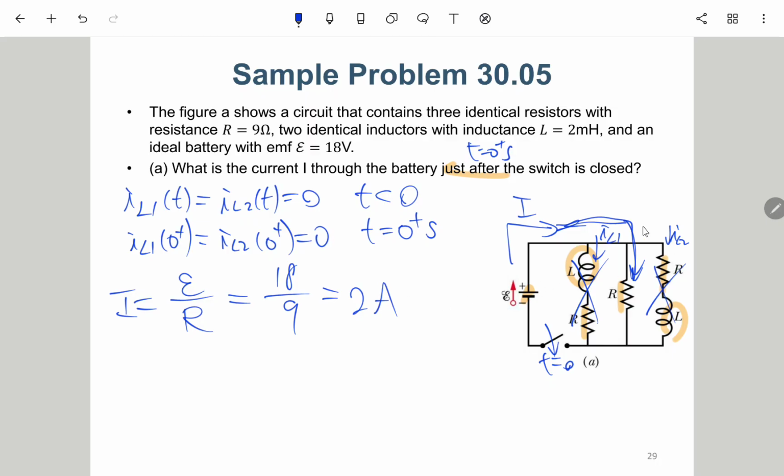So you can see that the current for the resistor is not continuous, because for t equals 0 minus, the current going through the resistor is 0, but for t equals 0 plus, the current going through this middle resistor is 2A. So this is not continuous.